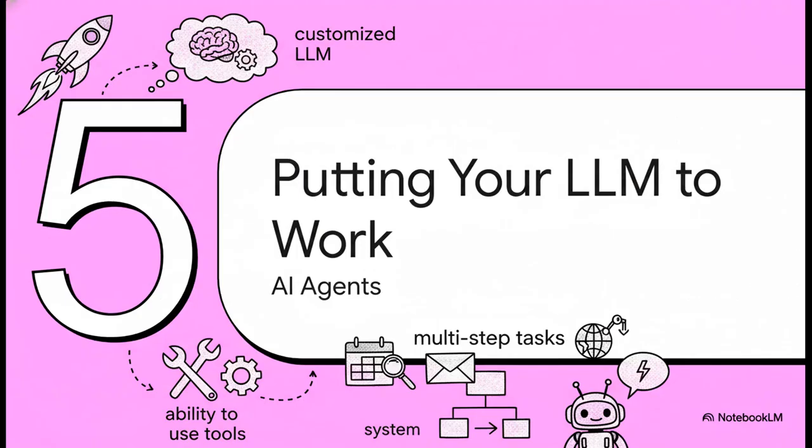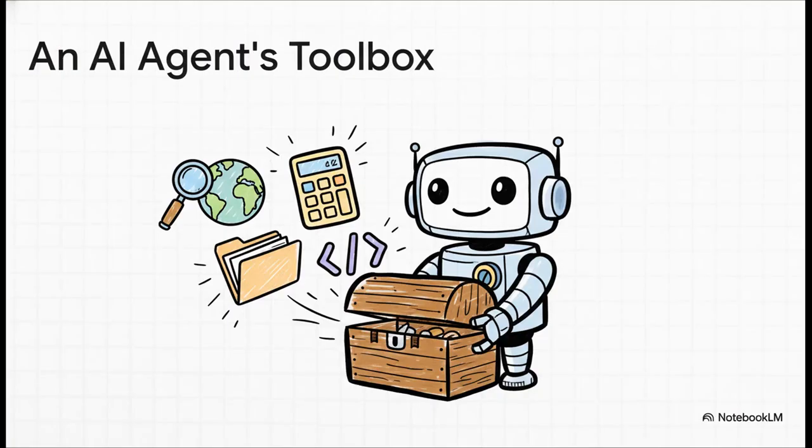Now that we've covered the core ways to customize an LLM, let's look at what happens when we give it the ability to use tools. This is where we move beyond a simple chatbot and create what's called an AI agent, a system that can actually perform complex tasks out in the real world. You see, an agent is an LLM that does more than just talk. You can give it a whole toolbox, the ability to search the web, use a calculator, read and write files, or even run code. This lets it break down a really complex request like plan a trip to the Grand Canyon and find me the best flights into a whole series of steps that it can actually take on its own.